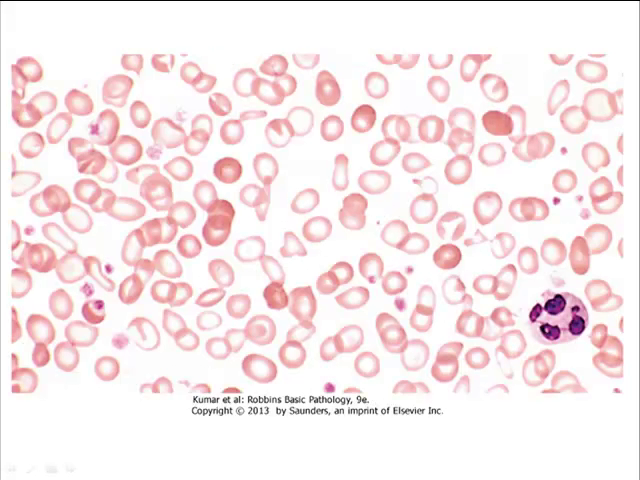Okay, this is a peripheral smear. You can see these red blood cells are hypochromic. They're more pale than a normal red blood cell. They're smaller in size, and there is more variation in the size and shape of the cells.